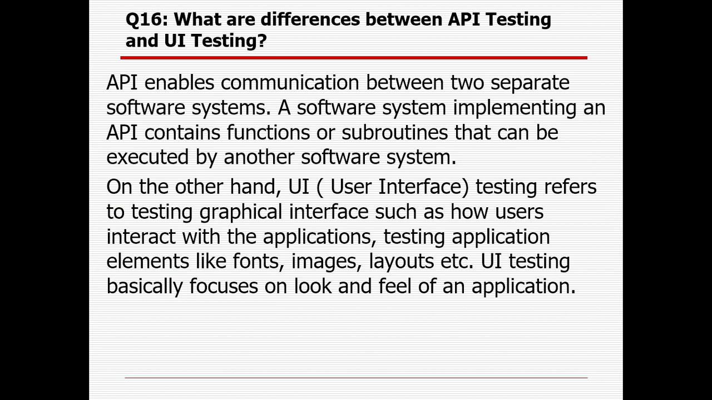What are the differences between API testing and UI testing? API enables communication between two separate software systems. A software system implementing an API contains functions or subroutines that can be executed by another software system. On the other hand, UI or user interface testing refers to testing the graphical interface, such as how users interact with the application, testing application elements like font, image, layout, etc. UI testing basically focuses on the look and feel of an application.